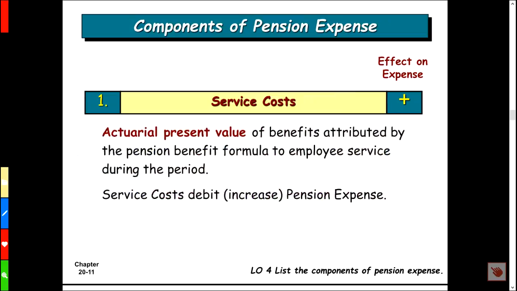Service costs: you need to understand the definition of service costs. We already understand the effect on the expense. It's the actuarial present value. That means the actuary projected an increase in cash flows and then present valued those cash flows. And that increased the projected benefit obligation. It's for the benefits attributed to employee service during the period.